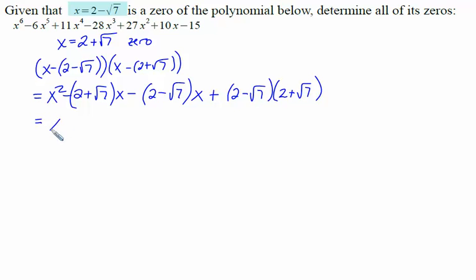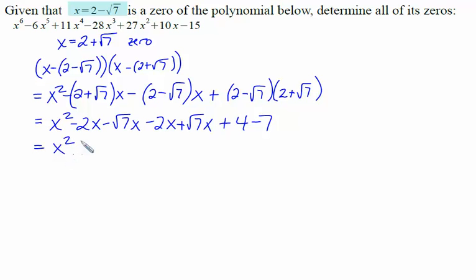So as we continue this out, this will be x squared minus 2x minus radical 7x, make sure you distribute that negative, minus 2x plus radical 7x, make sure to distribute this negative, plus, now these have opposite signs, so this is just going to be, when expanded, 4 minus 7. So we will have x squared minus 4x. Notice that the radical 7's cancel, and then we'll have minus 3.